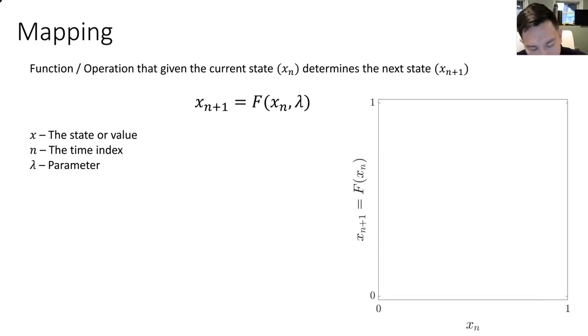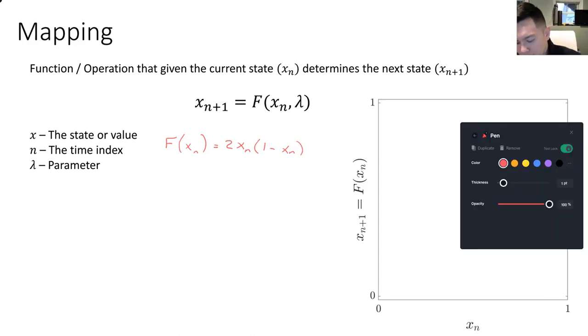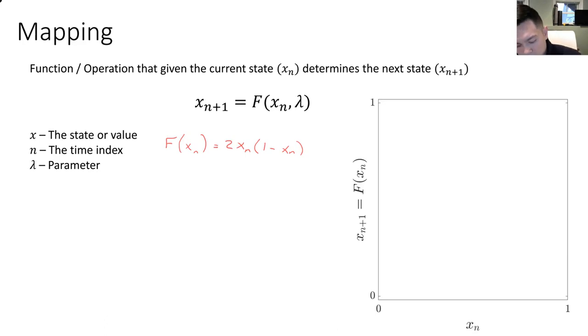So let's do a basic example. Let's say our function f is just a function of x sub n, our current state, with no parameters for today, and is equal to 2 times x sub n times 1 minus x sub n. Graphically, what does this look like? If we were to plot this up, this would be a parabola starting at 0, ending at 1, and having a maximum at roughly a half. So it looks something like this.